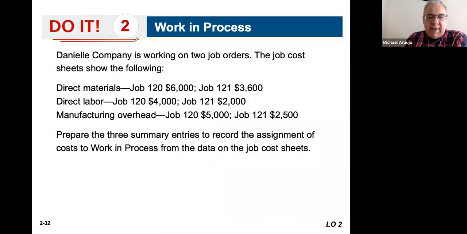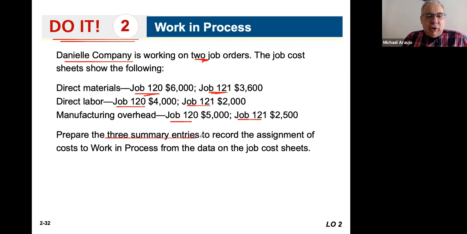So this is the end of learning objective 2. And it's going to ask you basically to learn how to do these entries for manufacturing. So here we have Danielle Company. They're working on two particular jobs, job number 120, job number 121. And as you see, materials, direct labor, and overhead are listed for each particular job here.